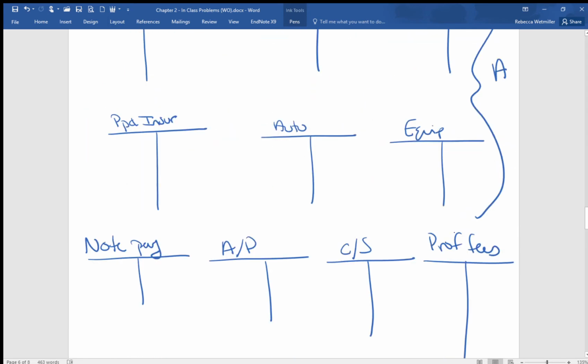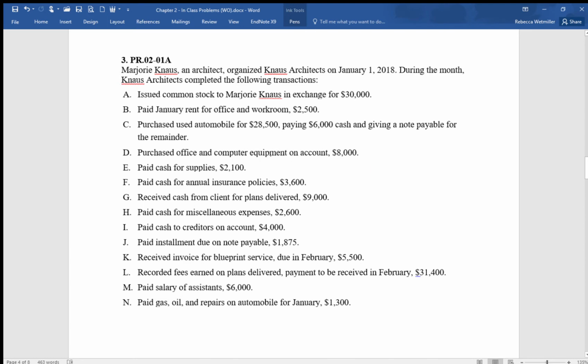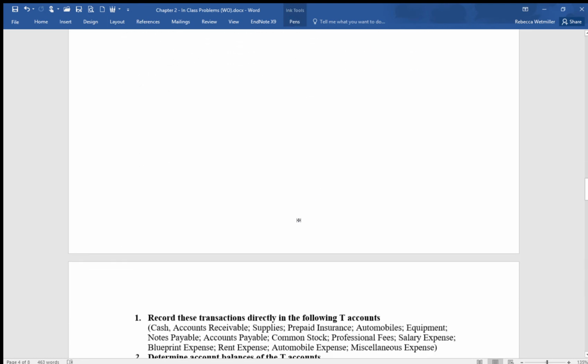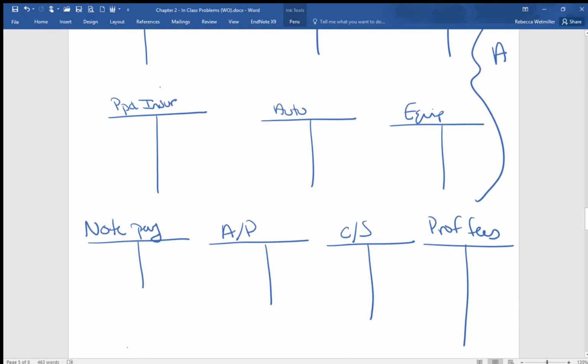Okay, so if we scroll back up here to our first transaction, it tells us we issued common stock in exchange for $30,000. So that tells me that for transaction A, I received $30,000 of cash. I know to put it on the debit side because I'm increasing my cash, which is an asset, and I increase assets by debiting, in exchange for $30,000 of common stock. We know we increase common stock by crediting, so we'll credit our common stock for transaction A.